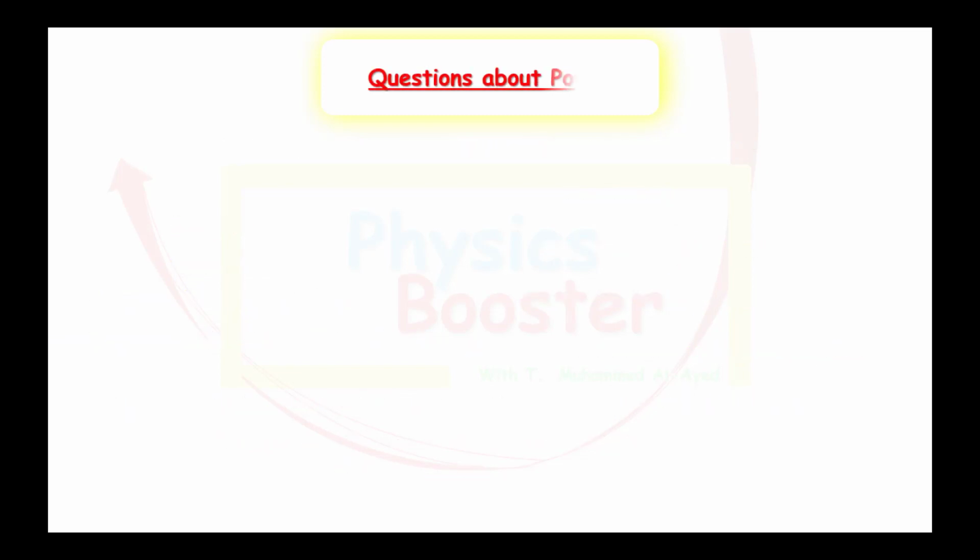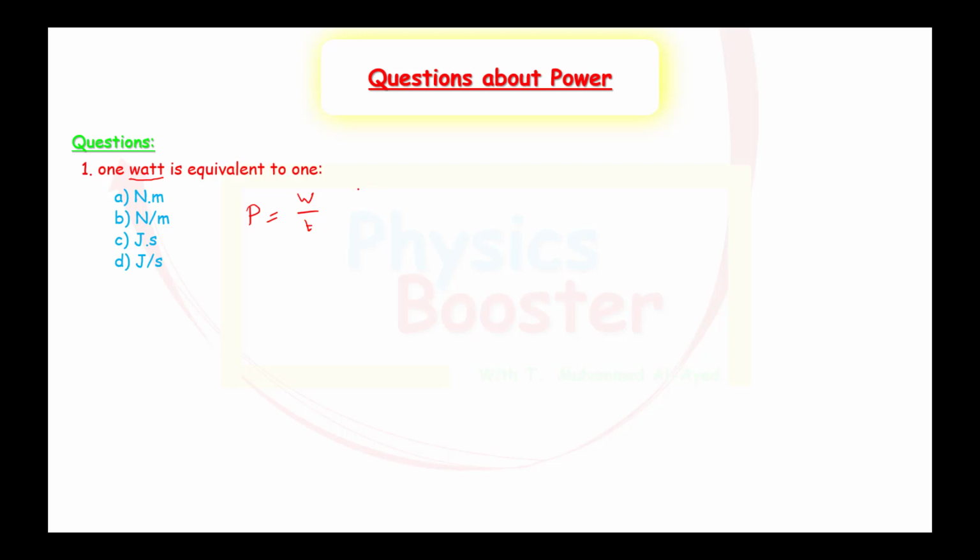So let's start solving some problems after we understood the main concept. First question, it says that 1 watt is equivalent to, and we have these choices. Let's remember what is the equation we used to find the power. Remember that what is the unit of power? So I know that power is equal to work divided by time. Let's see. The unit of power is watt. This means that 1 watt is equal to the work, W, which is in unit joules, divided by time, which is in seconds. So I can say that 1 watt is equivalent to joules per second, and the answer is D.